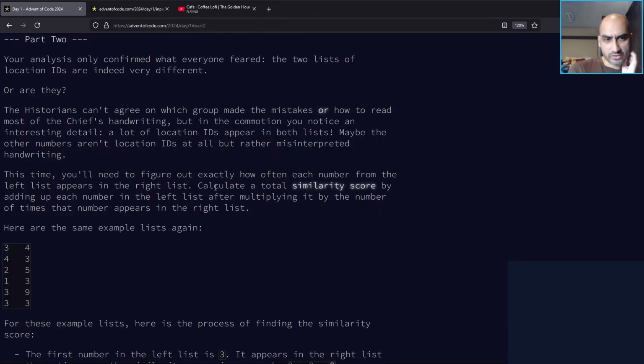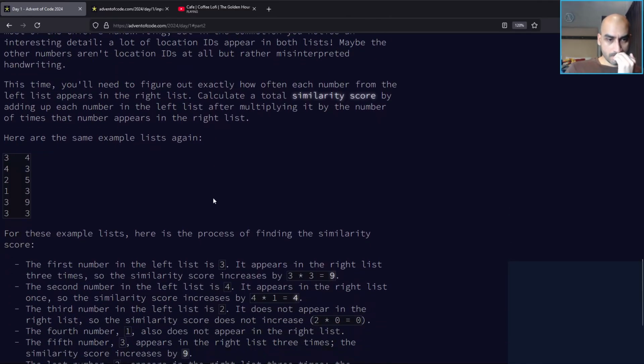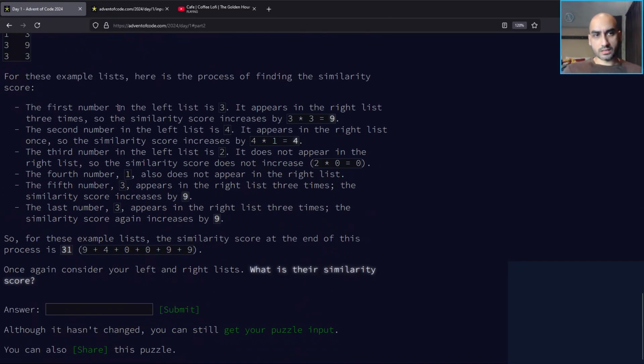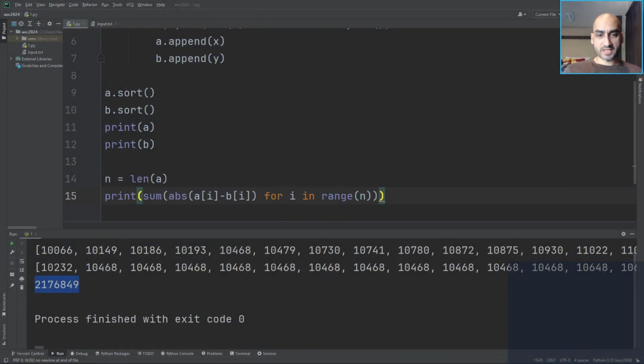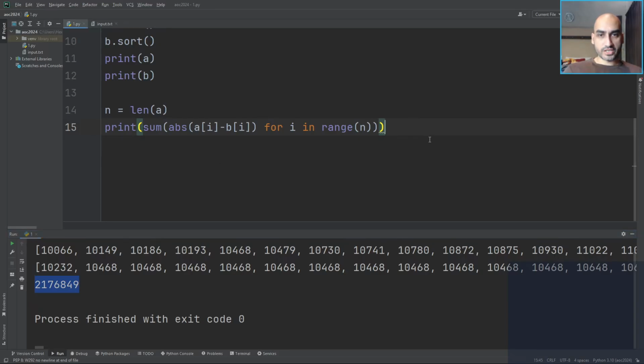Calculate a total similarity score by adding up each number in the left list after multiplying it by the number of times that number appears in the right list. Here are the same example lists again. Alright, I think I get it. So for each number in A, we want to sum up how many times it appears in B.